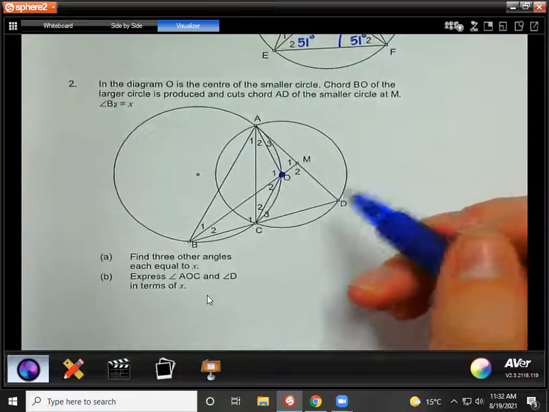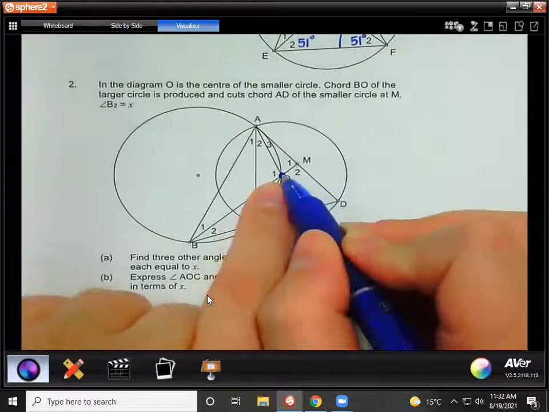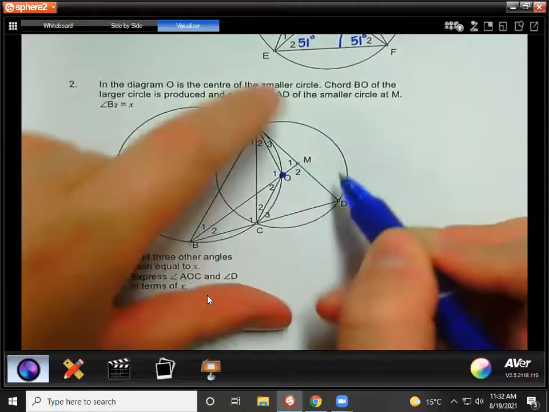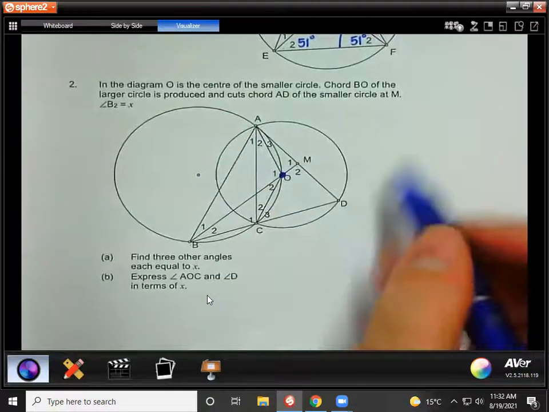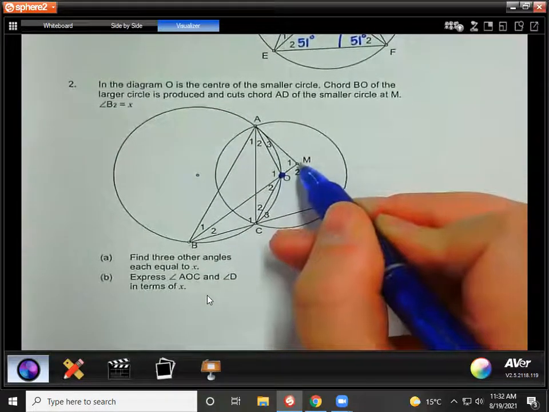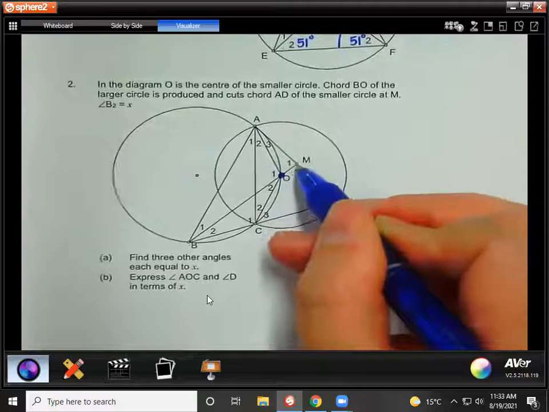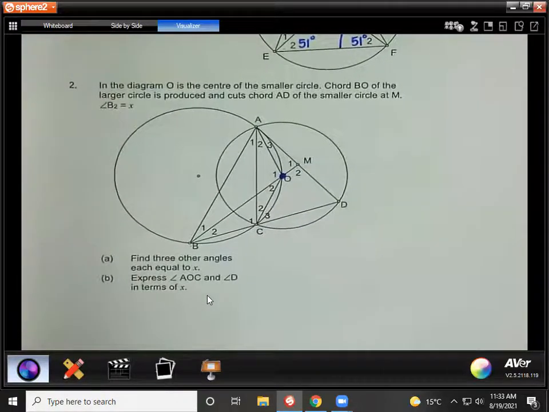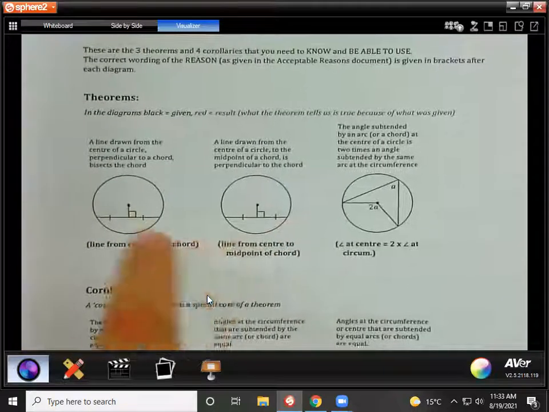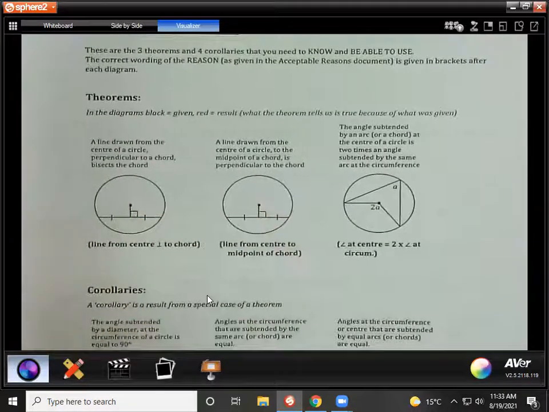Okay, those theorems said that if the line is perpendicular to the chord, it cuts the chord in half. But the other way around said that if the line goes to the midpoint of the chord, then it is perpendicular to the chord. I'm talking about the summary page, those first 2, that's what I'm referring to. Okay, so we might have to use that.